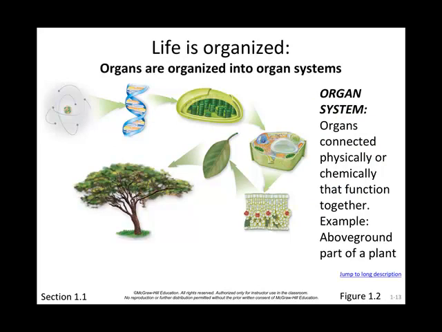Now, many organs can then come together to form an organ system. In this case, the above-ground parts of a plant work together to absorb energy from the sun and transfer this energy to different parts of the system. Again, you're probably more familiar with organ systems like the digestive system, where several organs come together to form the digestive system, organs such as the stomach, small and large intestines, the colon, and so forth.